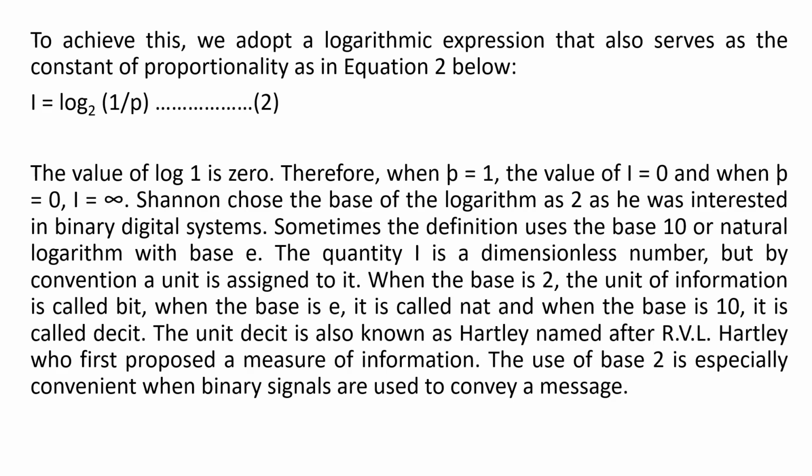Sometimes the definition uses base 10 or the natural logarithm with base e. The quantity I is a dimensionless number, but by convention a unit is assigned to it. When the base is 2, the unit of information is called bit, when the base is e, it is called nat, and when the base is 10, it is called decit. The unit decit is also known as Hartley, named after R.V.L. Hartley, who first proposed a measure of information. The use of base 2 is especially convenient when binary signals are used to convey a message.